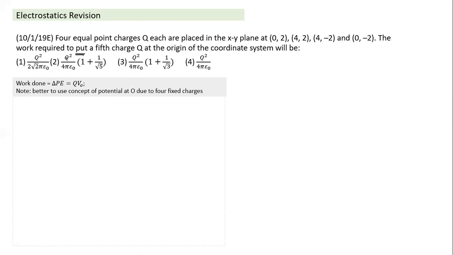So V naught is the potential due to all 4 charges, which are fixed here. Placed means they are fixed charges. So there's no need to calculate the potential energy of the system here, and that makes it a little more complicated. Much simpler is to treat them as a fixed system of charges. It was very clear in this question they are not in motion. Only one particle moves, so you can easily calculate.